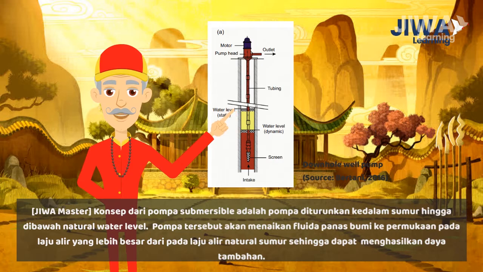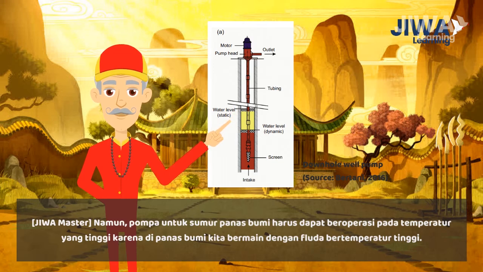The concept of a submersible pump is that the pump is placed inside the well below the natural water level. It pumps the geothermal fluid to the surface at a higher flow rate than the natural flow rate to produce additional power generation. However, the pump in the geothermal well needs to handle the high temperature, because in geothermal, we play with high temperature fluid.